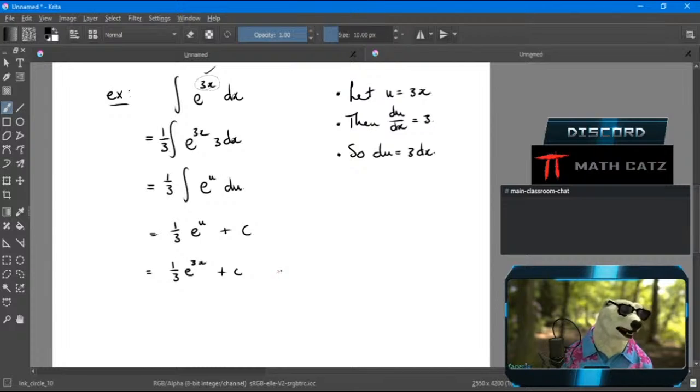So the substitution method tells me exactly what I need to do and helps me to not actively think about how to reverse the chain rule. It's doing all of that in the background for me. Let's make a new page.